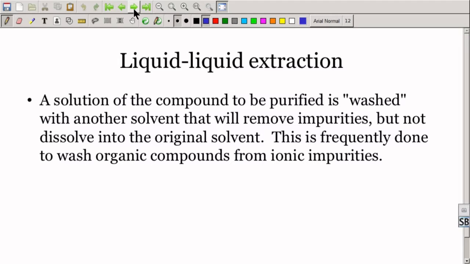Again, something else you've done in organic chemistry. You have a reaction mixture and you want to clean certain things out of the reaction mixture, you can do what's called a liquid-liquid extraction. You have two solvents that are immiscible with each other, say, for example, water and hexane. Your organic compound stays in hexane, but there are some byproducts of the reaction that you need to wash out that are water soluble, and so you wash with water.